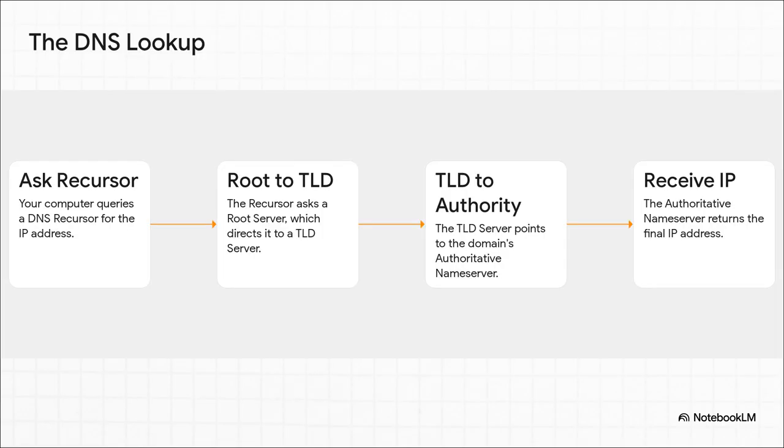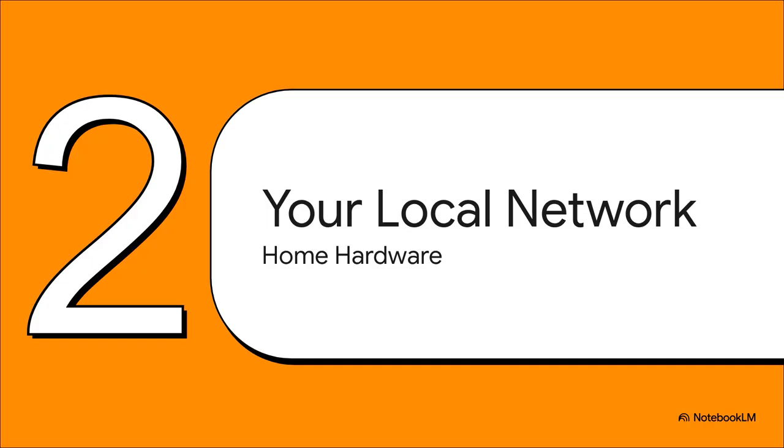And get this, it's not just one simple lookup. It's more like a super fast four-step relay race. First, your request shoots off to a DNS recursor. Think of it as a helpful librarian. That librarian doesn't know the answer, so it asks the main index, the root server. The root server points to the right section, maybe the .com aisle, which is run by the TLD server. Then that TLD server points to the exact book on the shelf, the authoritative name server, which finally has the IP address you were looking for. And all of this happens in just milliseconds. It's wild.